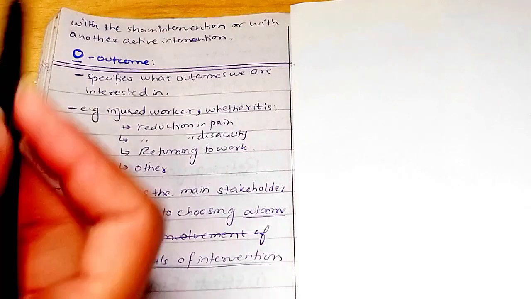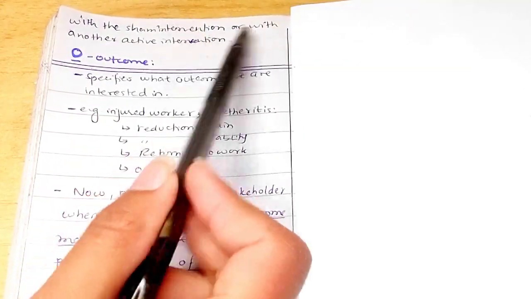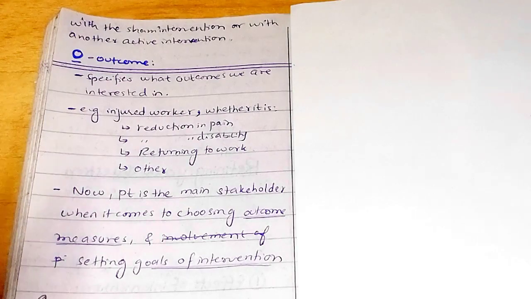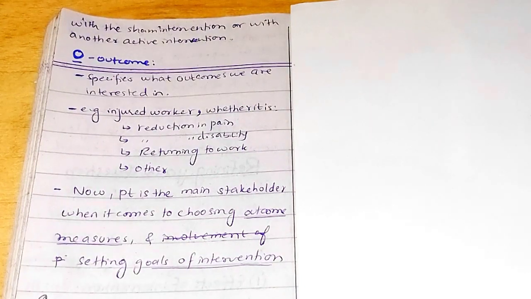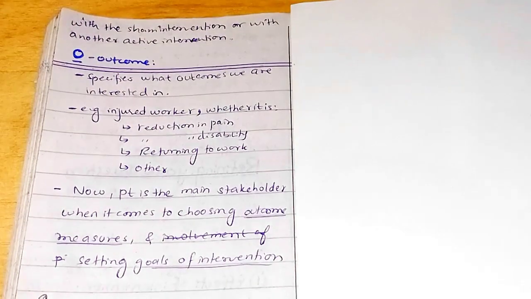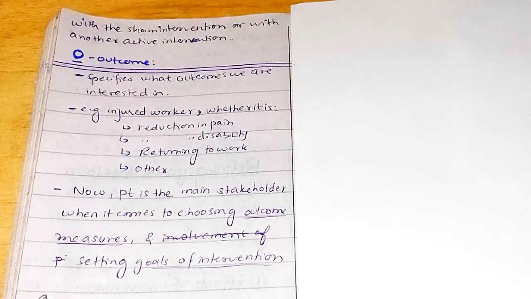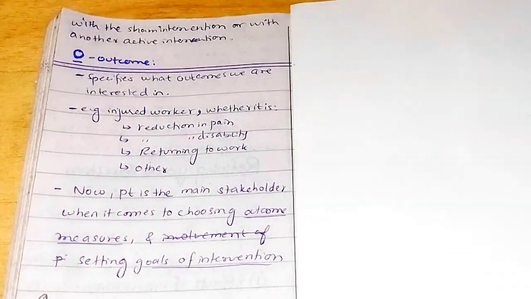So if there's no intervention, then the sham intervention, or if the person is treated with another active intervention, say he is being treated with the drugs as well as the exercise therapy, so you are going to mention the active intervention. For example, if the patient is right now being treated with the drug therapy, you would mention drug therapy under the I category, and the previous intervention that the patient was receiving, for example the exercise therapy, you are going to mention under the C category, the comparison category.